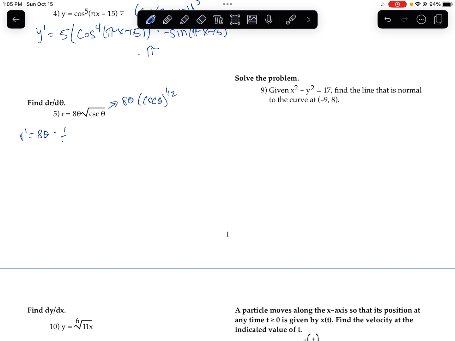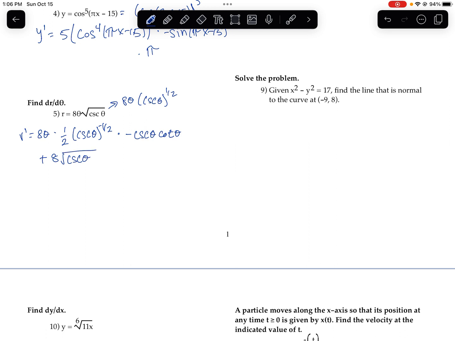So times 1/2 cosecant theta to the negative 1/2, because we decrease that by 1, times the derivative of the inside, and the derivative of cosecant theta would be negative cosecant theta cotangent theta. So this again was the first term multiplied by the derivative of the second term, plus the derivative of the first function, which would be x, times the second, so square root of cosecant theta.